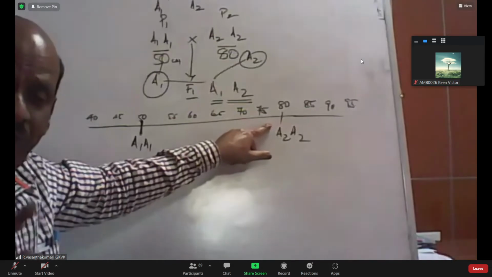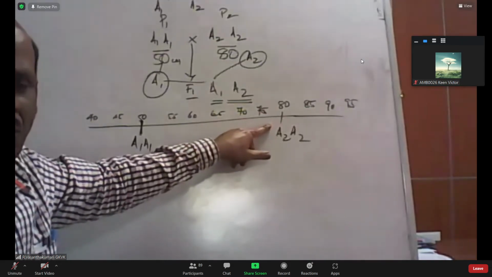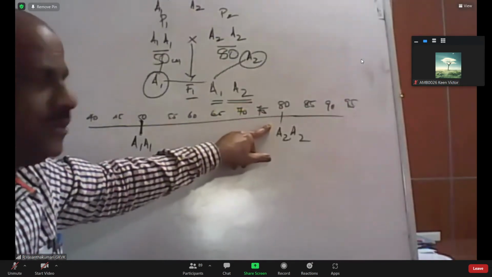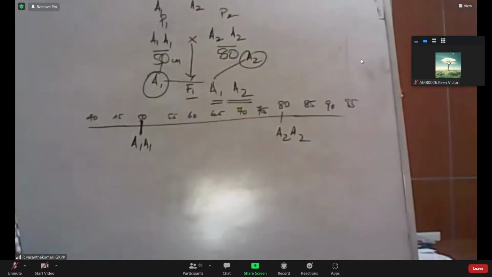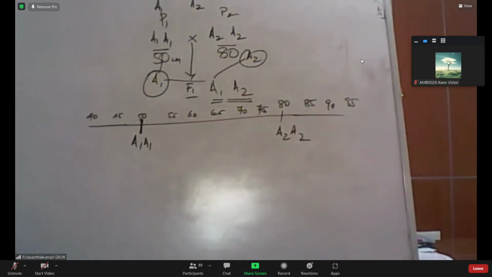If the F1 heterozygote A1 A2 had a mean phenotypic expression equal to 80 centimeters, then you would say A2 is completely dominant over A1. Is it clear? Yes or no? Yes, sir. Okay.